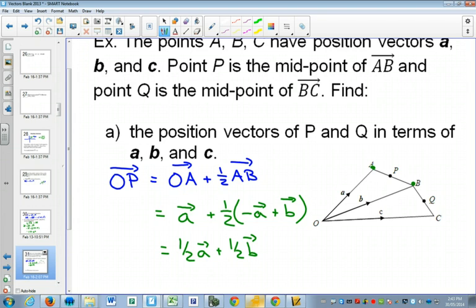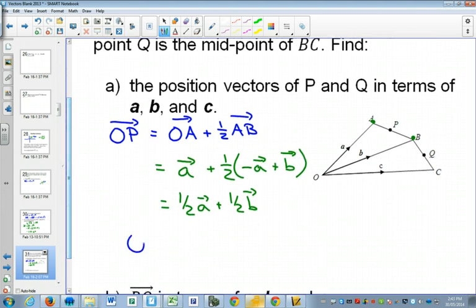O to Q, if you do it in a similar way, O to Q is going to be 1/2 of B plus 1/2 of C. So you'd set it up the same way. You'd go from O to B and halfway from B to C, work it out, and you'd get exactly the same thing.